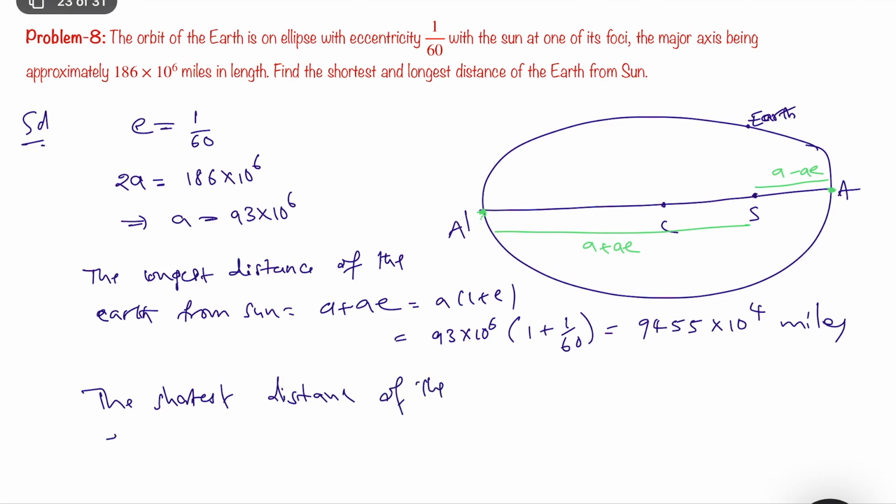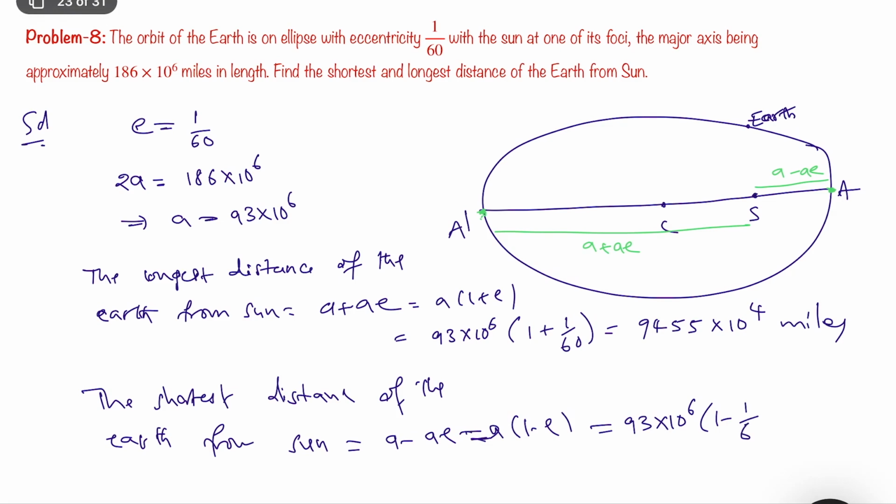Okay. Now the shortest distance of the Earth from Sun will be equal to A minus AE, that is A times 1 minus E. Okay, so A value 93 times 10 to the power of 6, 1 minus 1 by 60. This gets simplified to 9145 times 10 to the power of 4 miles. Okay, it is simply application of the previous problem. Okay, fine.